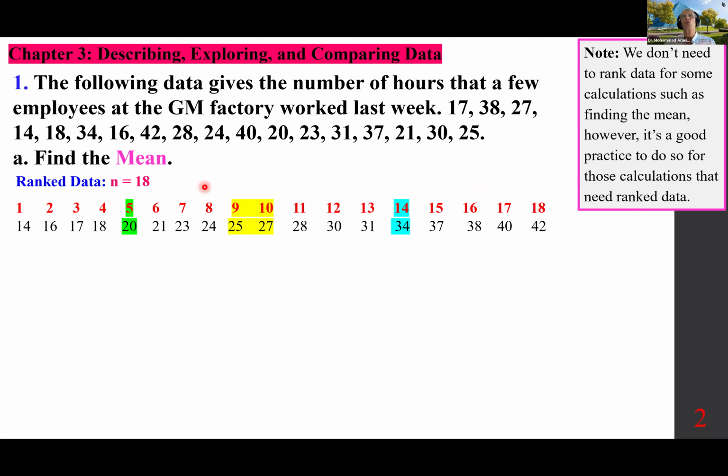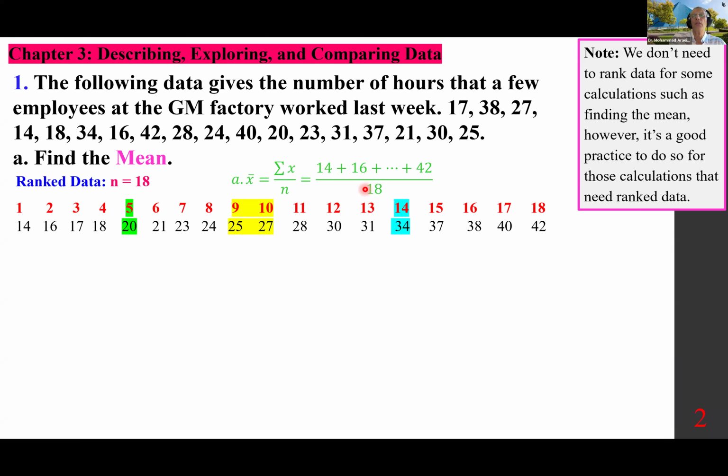So we use the formula x bar is summation of x over n, which starts from the first one, number 14, and then plus 16, and all the way to 42, divided by total size 18.